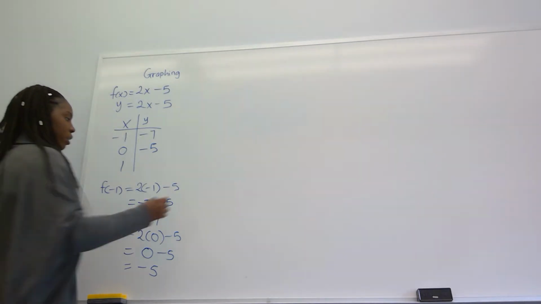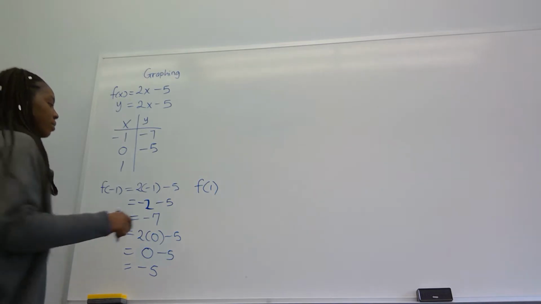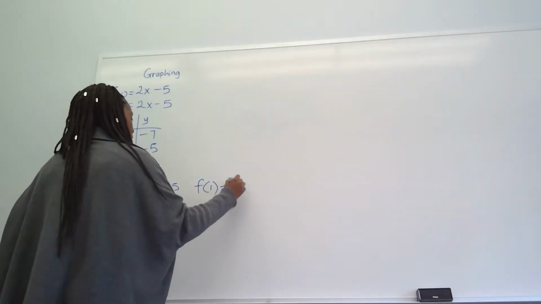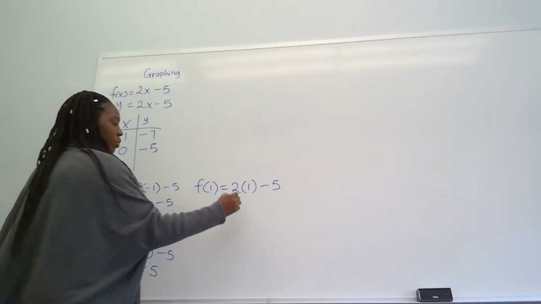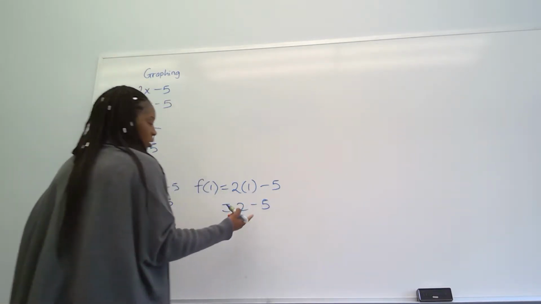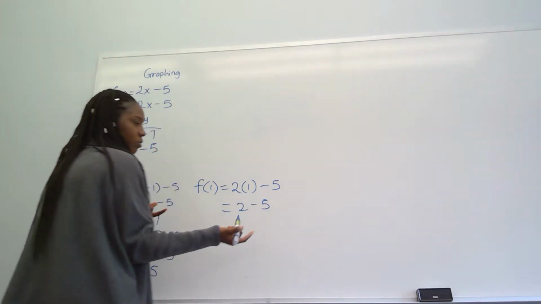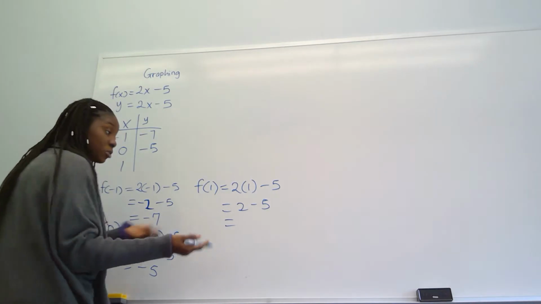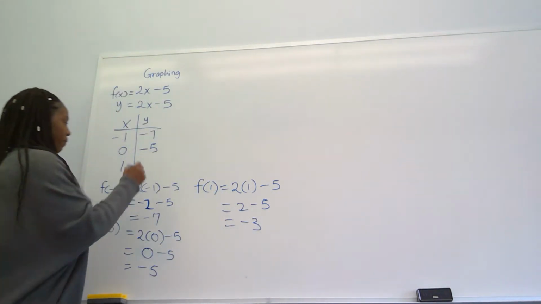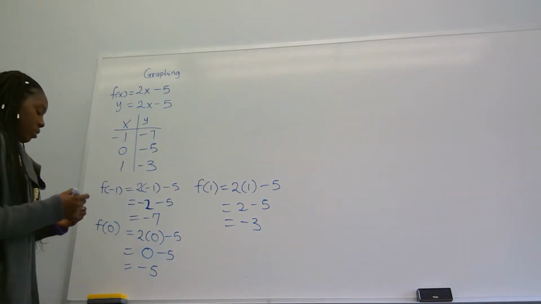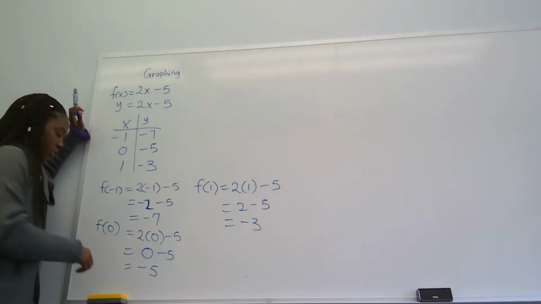So when x is 1, it's going to be the same thing. We're going to plug in 1 for our x into the equation. We get 2 times 1 minus 5. 2 times 1 is 2, minus 5. You have $2 and then you're taking away 5 from it. Or you have 2 candies, you're taking 5. Anyways, you get a -3. So these are the points we're plotting to get the graph for this equation.